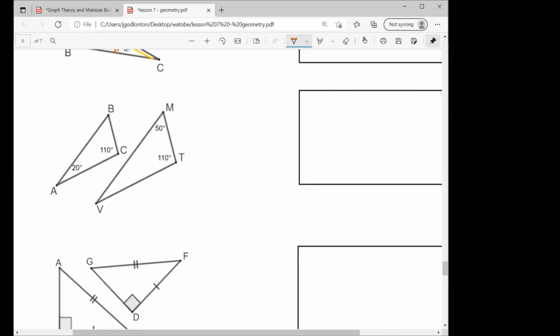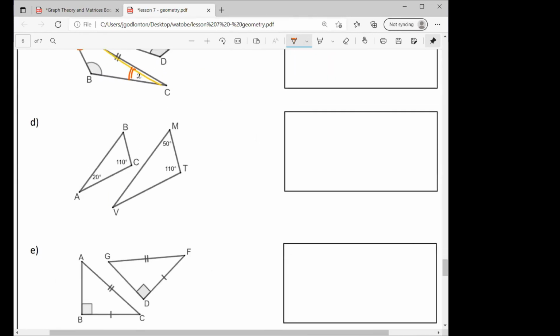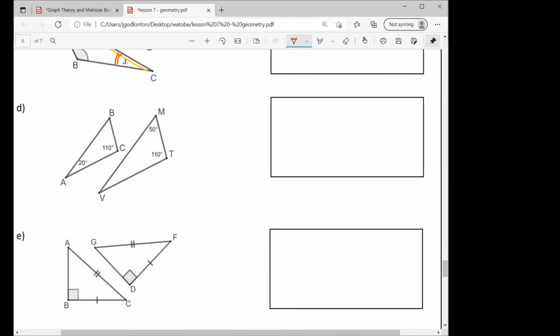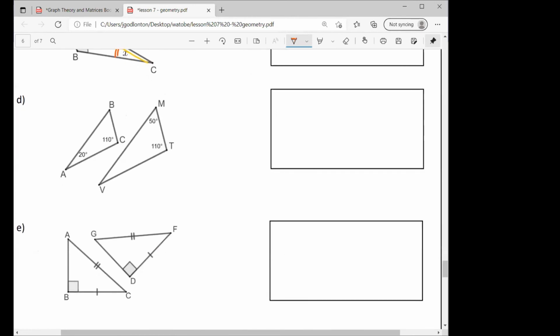I'm going to put both up because our time is running short. So same thing, similar, congruent, or neither for D. Let's work out what these angles would be. Good. Okay, so for D, we can see that they are similar, and our reason is because all 3 angles are the same as each other.